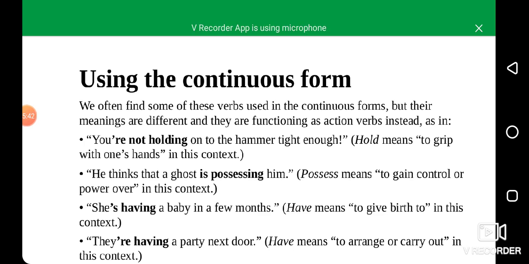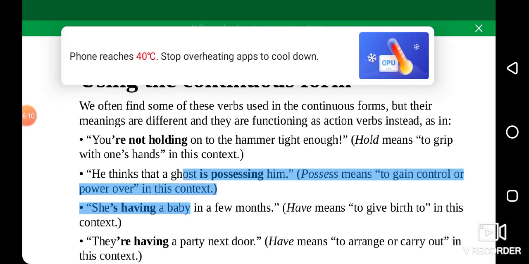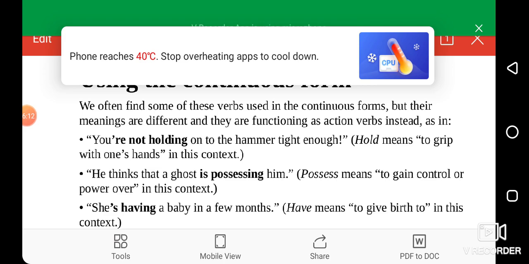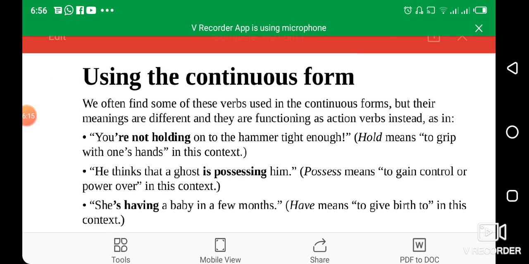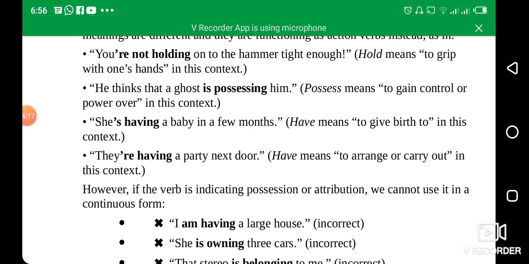Sentence number 2, he thinks that a ghost is possessing him. Now here possess means to gain control or power over. In this context, possess does not mean that you own something or you have something. It shows that someone has gained control over you. So in this case, again, possess is not a stative verb. Since it is not a stative verb, you can make it continuous.